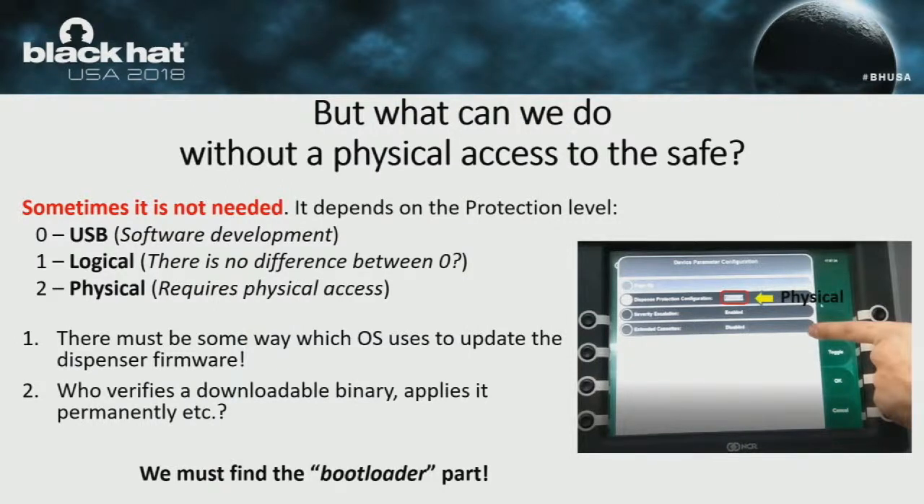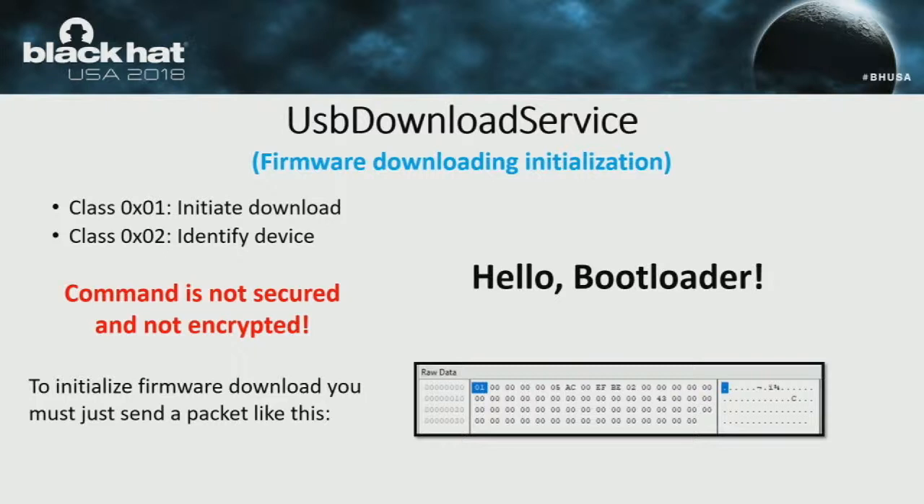Surely there is a way for the PC to download the firmware binary into the dispenser. Usually such things are called bootloaders, and we must find it. Sometime later, we found the service that is responsible for switching to the bootloader, and its name is USB download server. The only things it does are switching into the bootloader and sending us USB device information like vendor ID, product ID, and packet size.